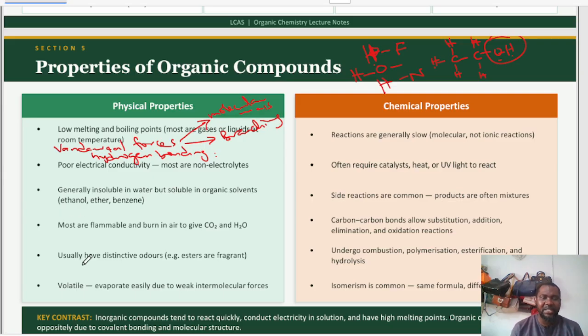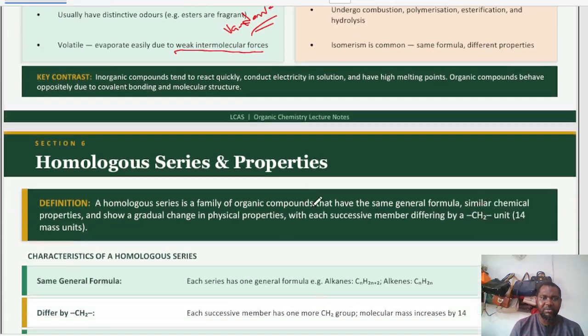Okay, the next one is that they usually have distinct odors. And the next one is that they are volatile, they evaporate easily due to weak intermolecular force. This weak intermolecular force is what we call the van der Waals forces. It is the reason why they are volatile, they can easily evaporate. Okay, that's very important. We are not going to say much about the chemical properties until we get to each of the compounds. Okay, so that will be it.